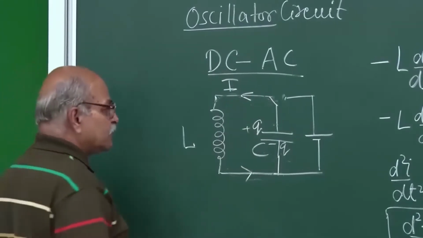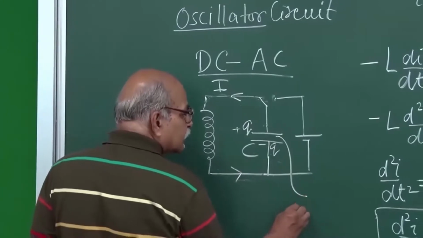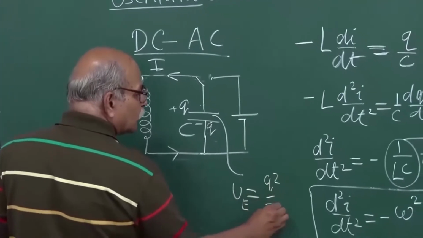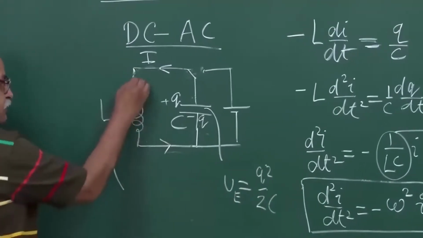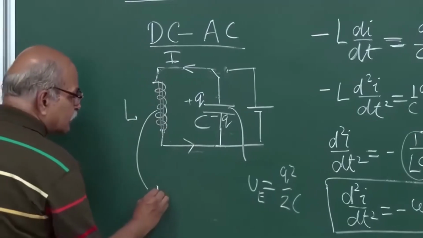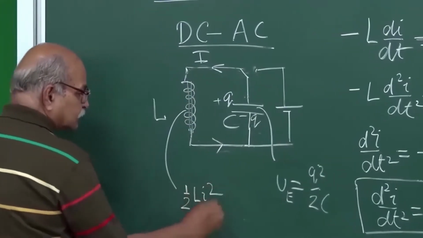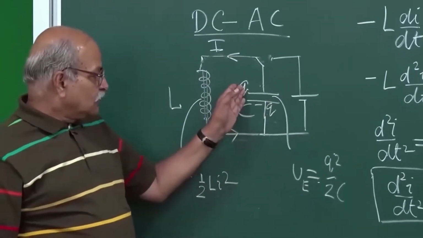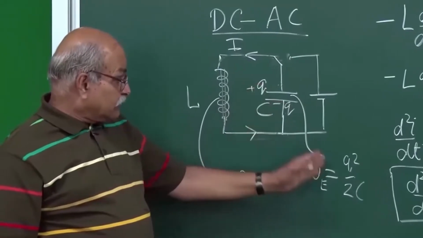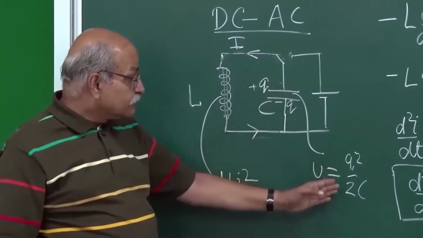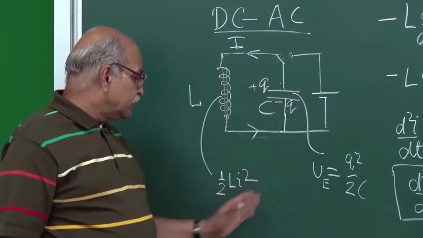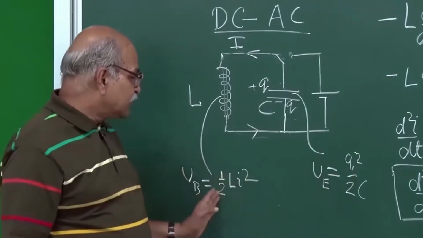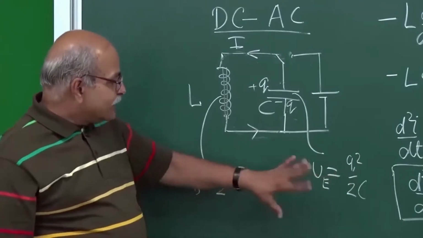If you think in terms of energy, the electrical energy here is Q square over 2C, and the magnetic energy, which is largely confined in this, is half L i square. So as a function of time, if this is the maximum Q, then the electric field potential energy will decrease, and this will increase. The total will remain the same. This magnetic energy plus electrical energy will remain the same, but it will oscillate between the two.